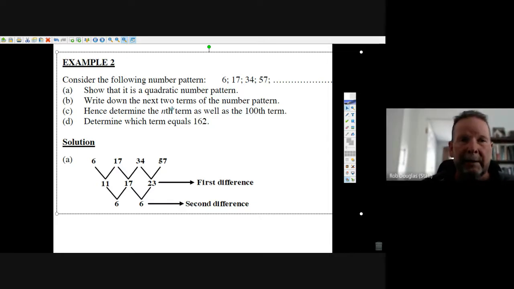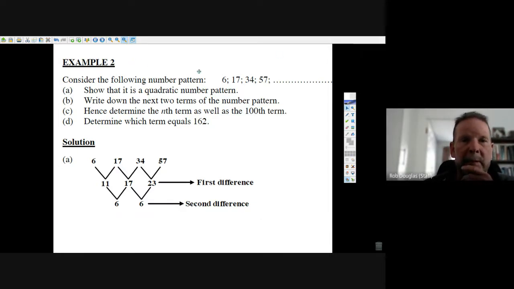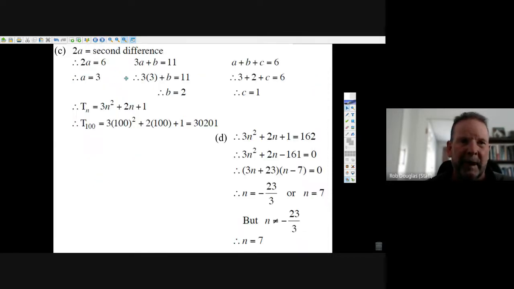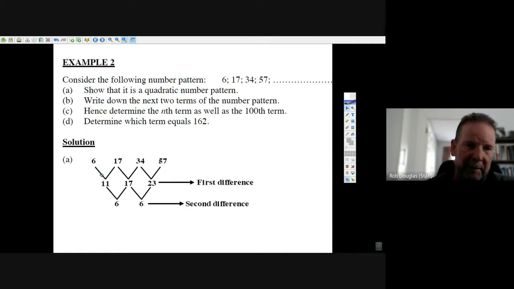Let's see how we would figure out the nth term. We've got 6 and 11 and 6. We do that thing where we put 2a in front of 6, 3a plus b in front of 11, and a plus b plus c in front of 6. So this 6, 11, and 6 just come from the 6, 11, and 6 there.